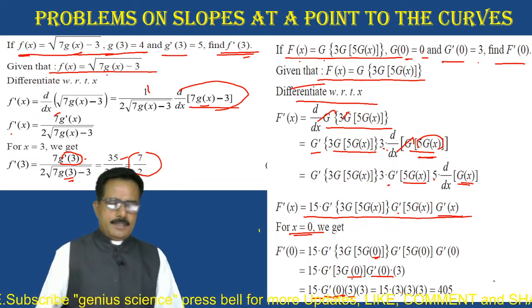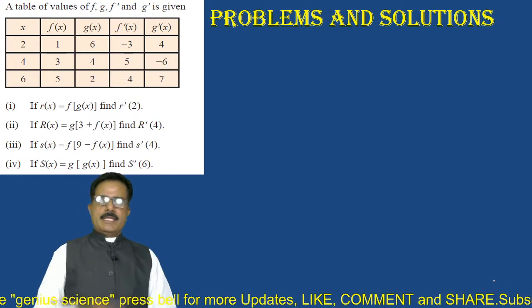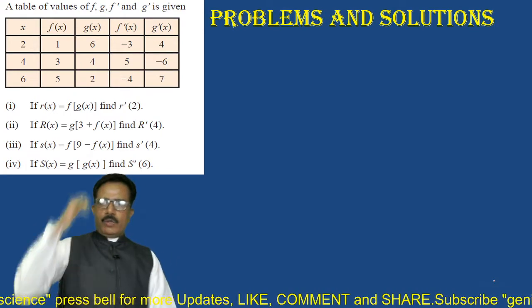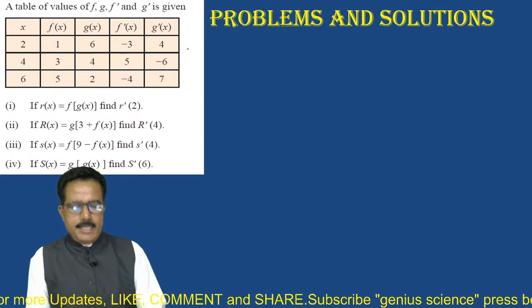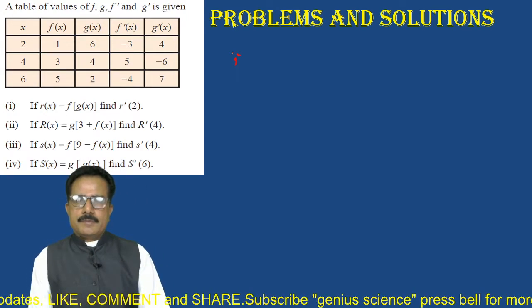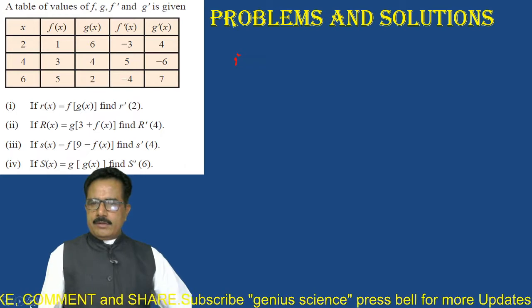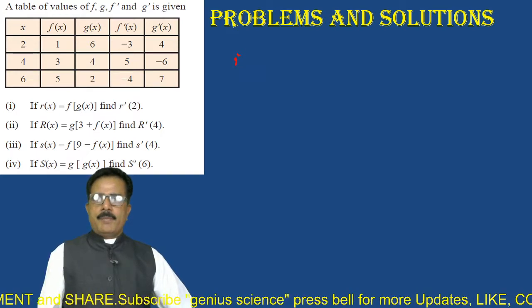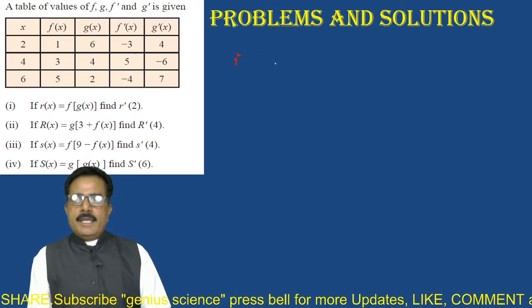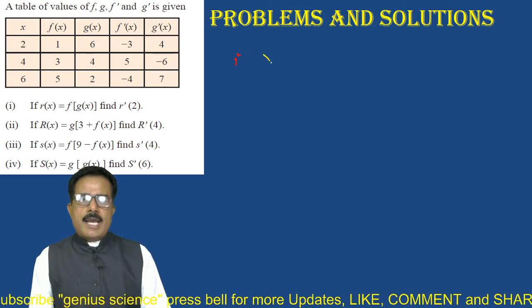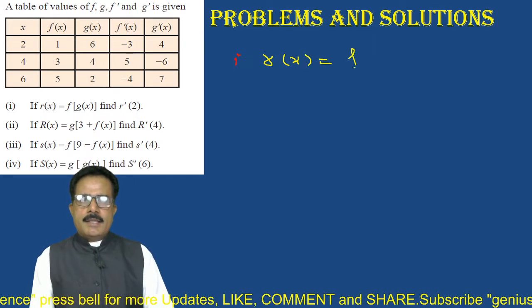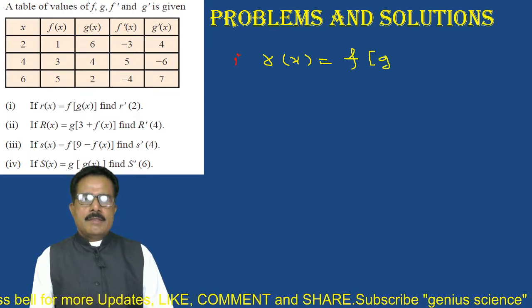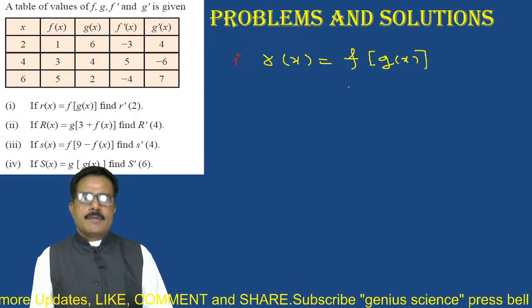We can take the next example. These are the examples where we have to find the differentiation or the slope at a particular point. Here, in the first problem, we have to find the solution at the point r dash of 2. Suppose r of x is given as f of g of x.